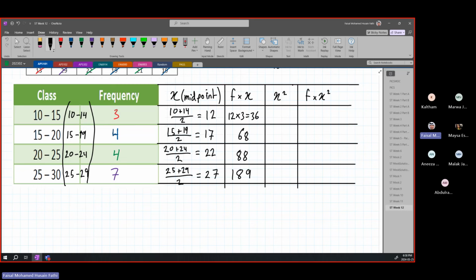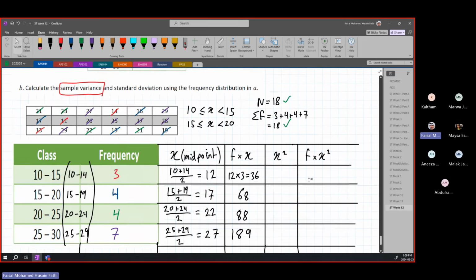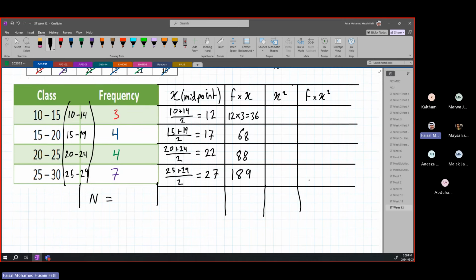For the totals, I'm just going to make it a bit lower. We're going to have this for the final totals as well that we need to find. We have already found our n earlier, as it was 18 when we were double checking. So n is equal to 18. Now we need to find x squared. So x squared is simply the midpoint value squared. So the first one is 144, which is 12 squared, then 17 squared, which is 289, then 22 squared, which is 484, and then 27 squared, which is 729.